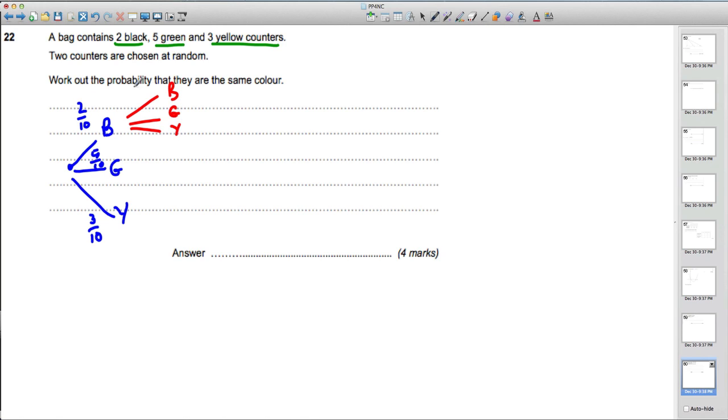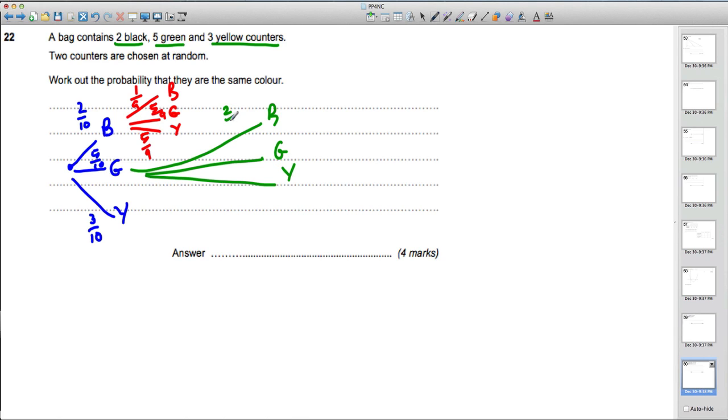If you've taken a black out, there's only 1 black left and 9 counters left. Green, there is still 5 out of 9, and yellow, there is still 3 out of 9. And it works the same for all the different branches, okay? So here it's going to be hard for me to draw these. So either we get black, green or yellow.